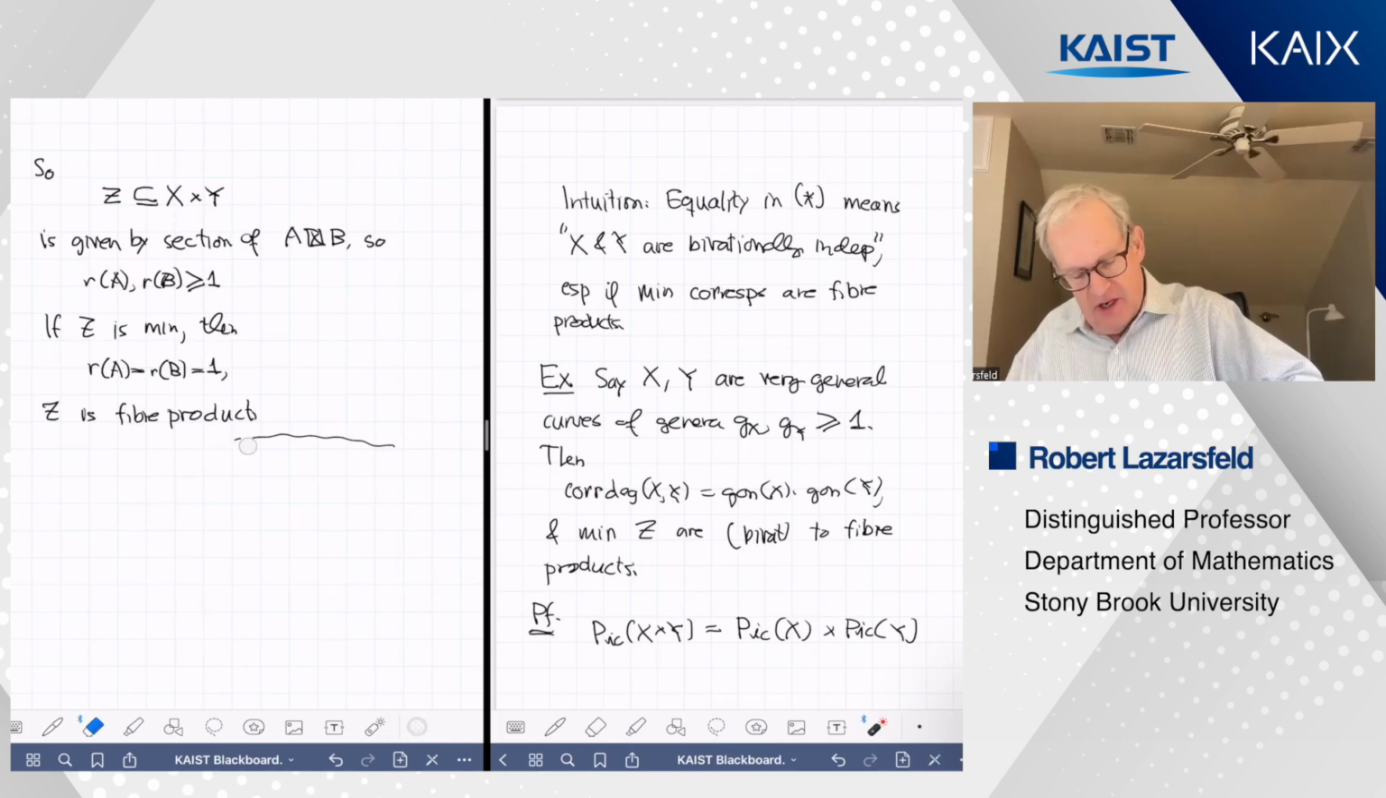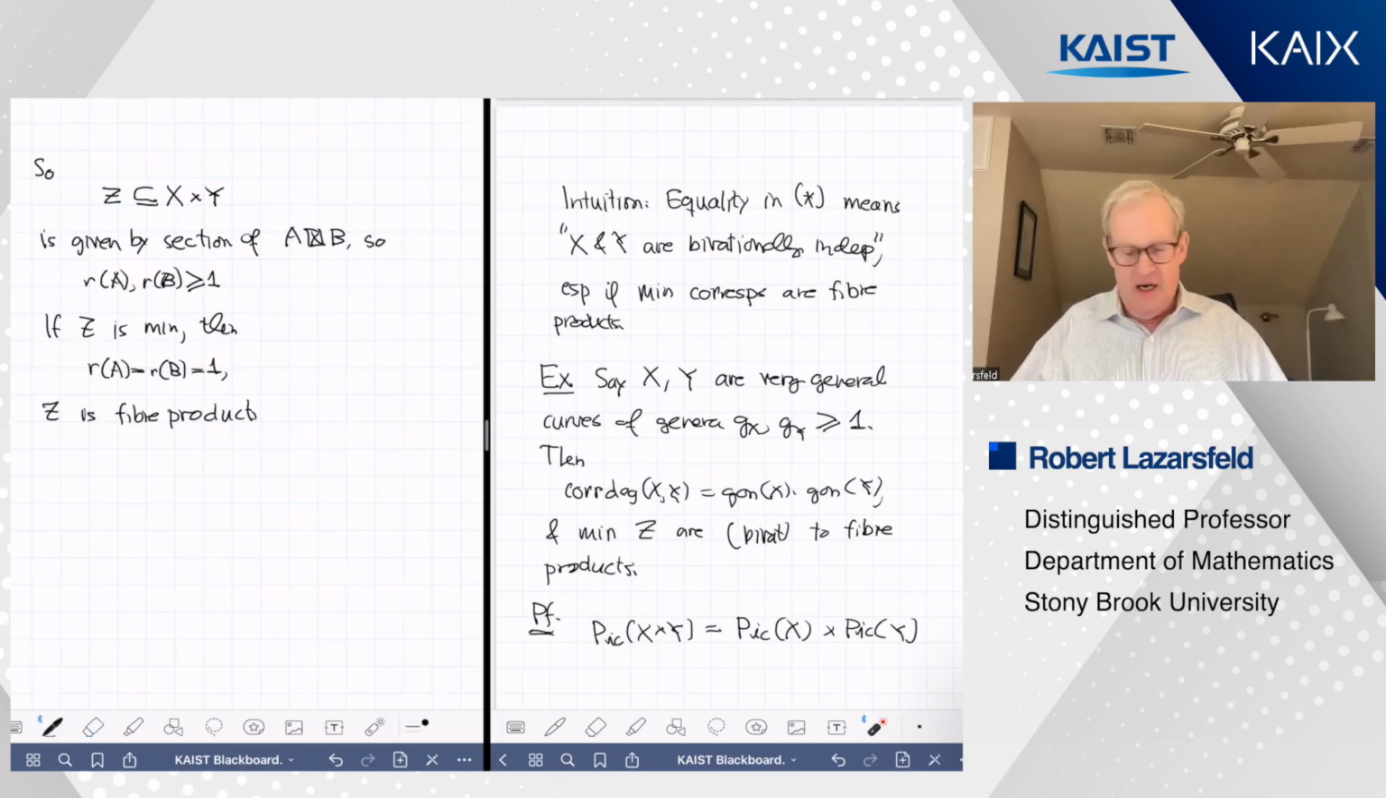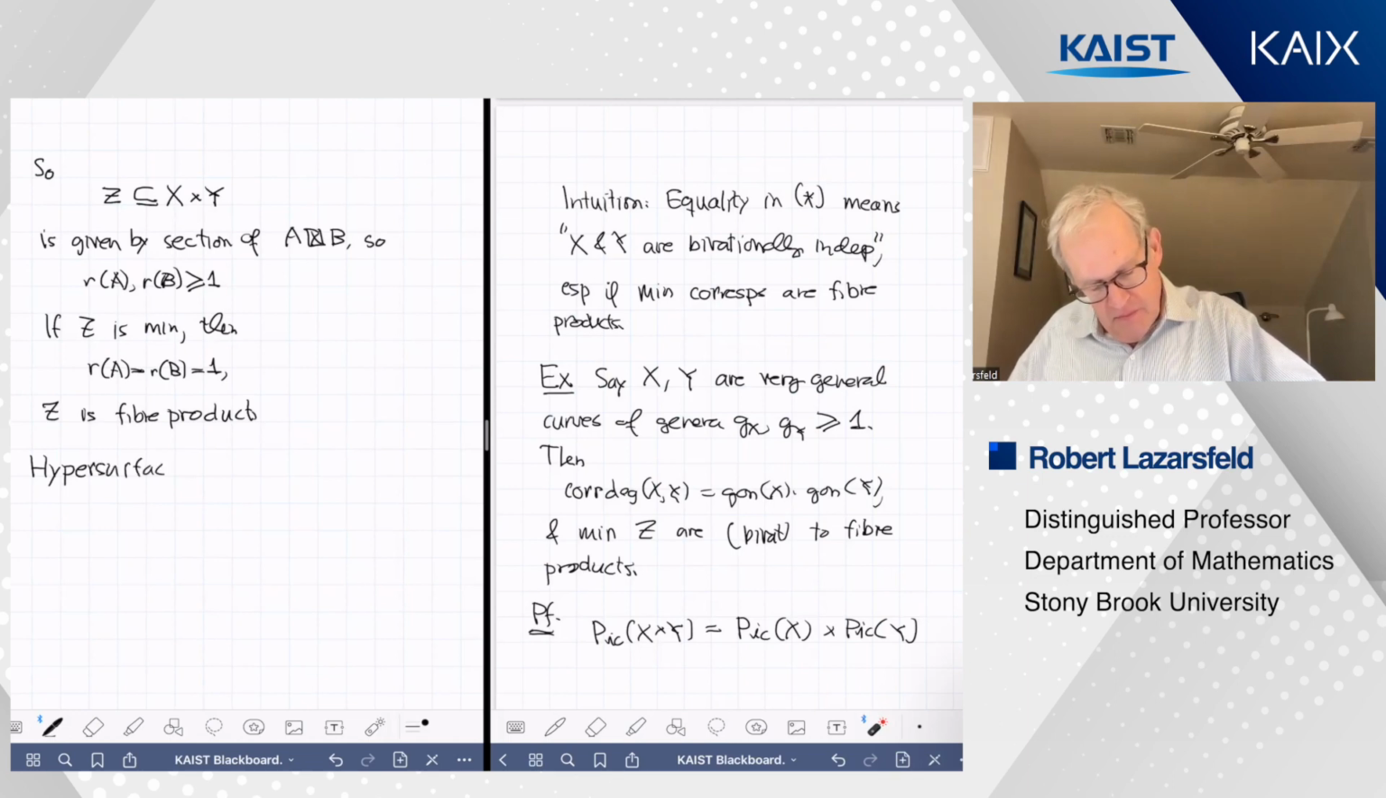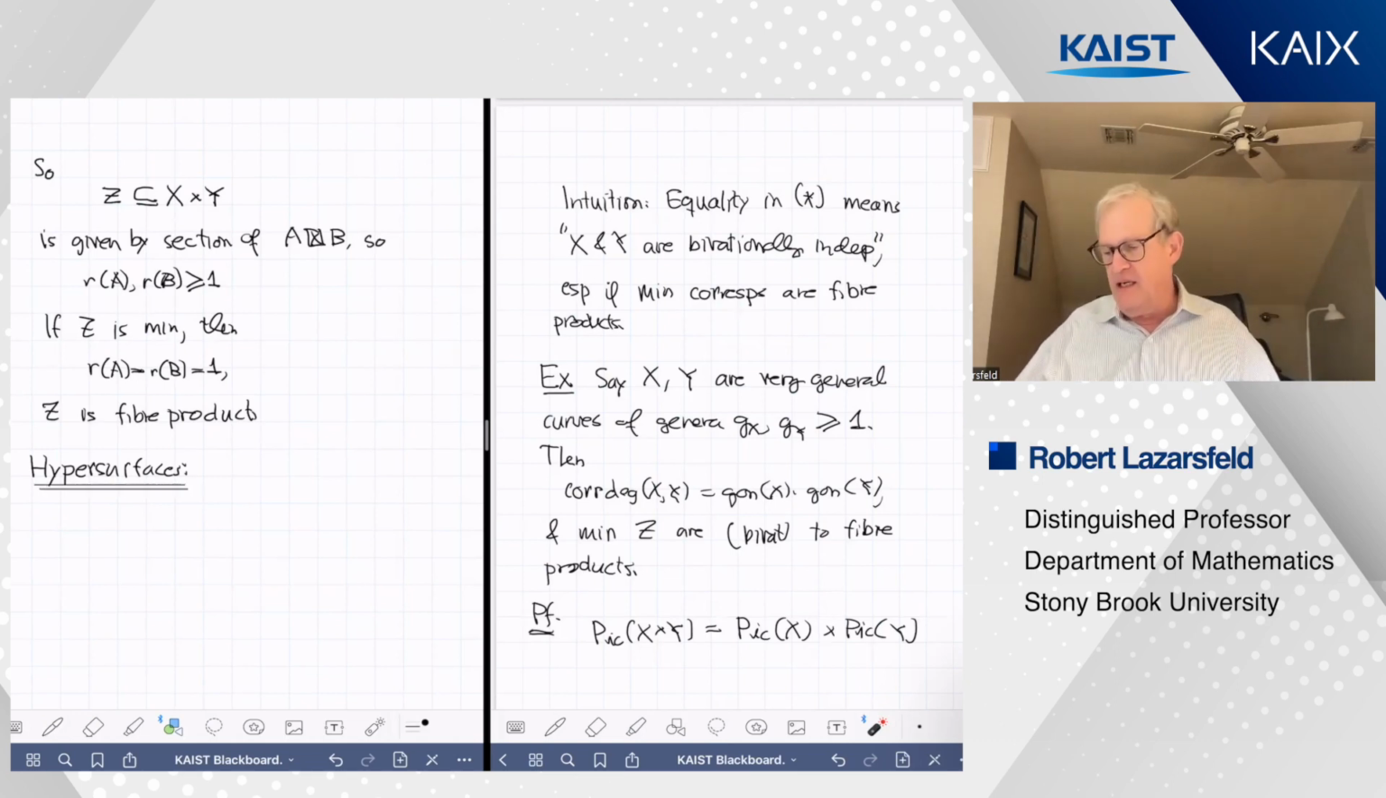Okay, so what I want to talk about now is, let's see what we can say now. Again, we want to generalize the kind of thing we've said in the previous talk. So let's start by talking about hypersurfaces. Just as in the case of covering gonality, we'd like to say that if you take two very general hypersurfaces, they're, so to speak, birationally maximally independent, as independent as possible birationally.